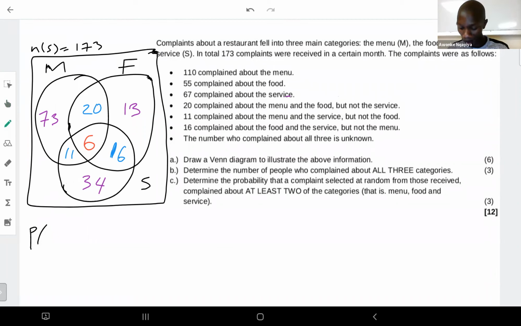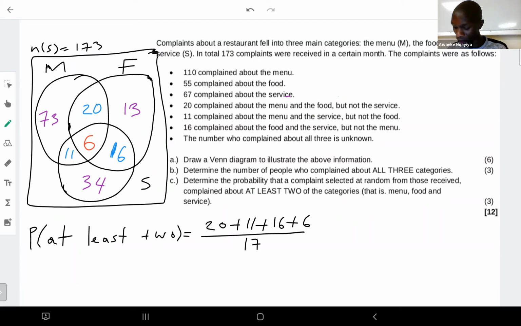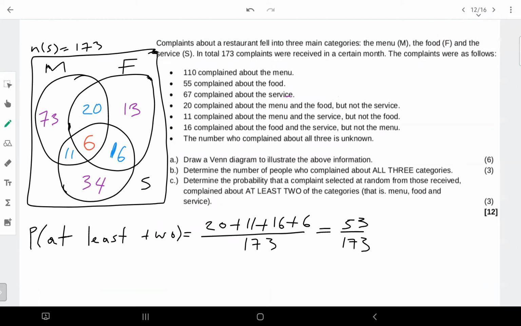So we are going to say the probability that at least 2. That will be 20, 11, 16, 6 divided by 173. What do you get? 53 over 173. Yeah, 53 over 173. Is that clear? Yes, sir. Is there any other question that you would like to ask about what we have discussed?